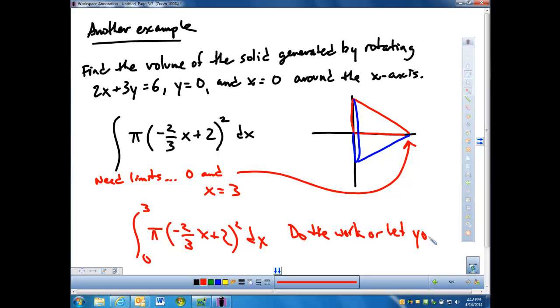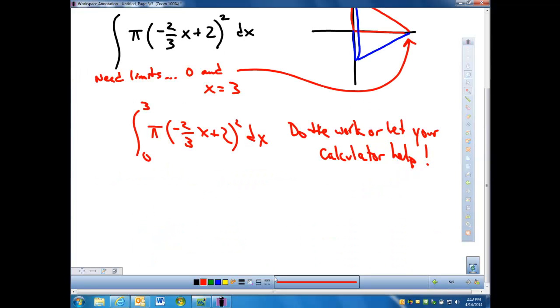Or you can let your calculator do the work for you. Again, be prepared on a quiz to be able to do both, one by hand maybe and one with your calculator. When you're all done, you should get an answer of 4 pi units cubed. If you can't get that, you should go back and look and make sure you put things in correctly or that you did the work right, depending on what you did.